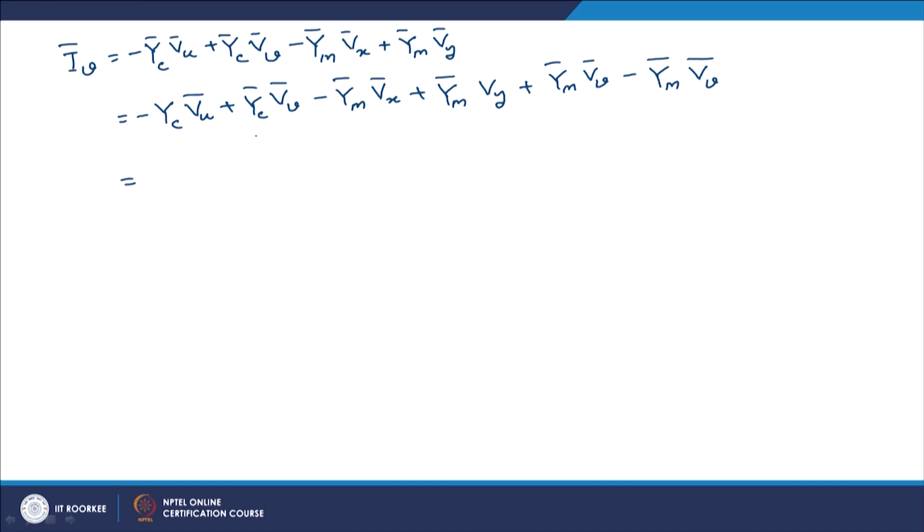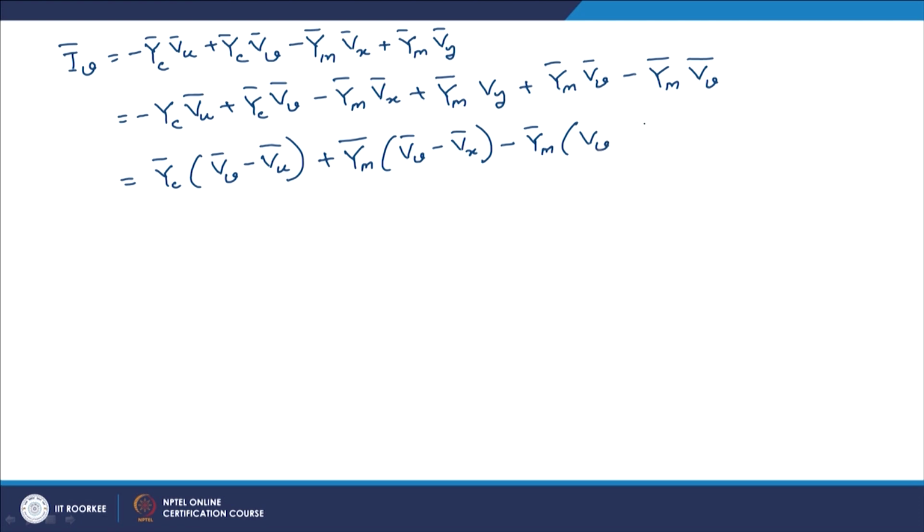From here we can see that Yc can be written as Vv minus Vu by taking these two terms together, plus Ym into Vv minus Vx by taking this term and this term together, minus Ym into Vv minus Vy by taking this term and this term together. So, this is the expression.